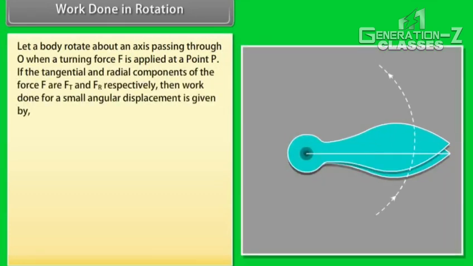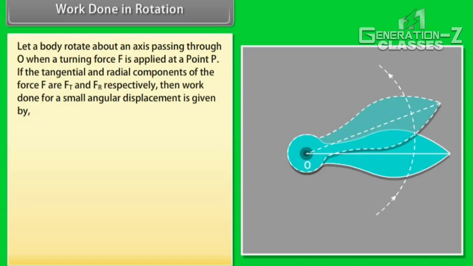Work done in rotation. Let a body rotate about an axis passing through O when a turning force F is applied at a point P. If the tangential and radial components of the force F are Ft and Fr respectively, then work done for a small angular displacement is given by dW = Ft · ds. Put the values of ds in the above equation. dW = Ft R dθ. Here R = OP.